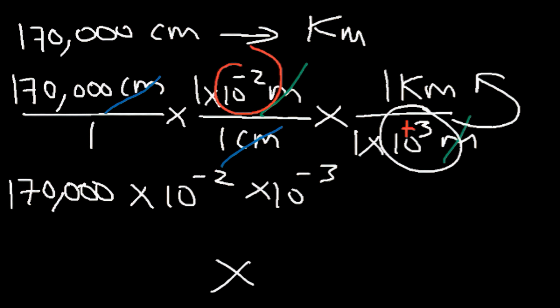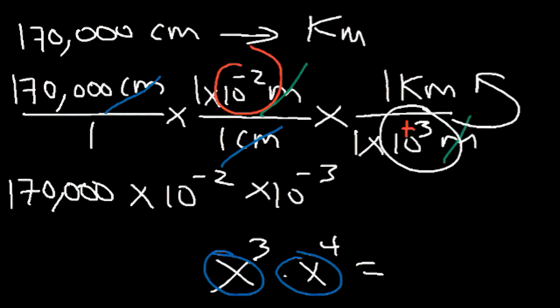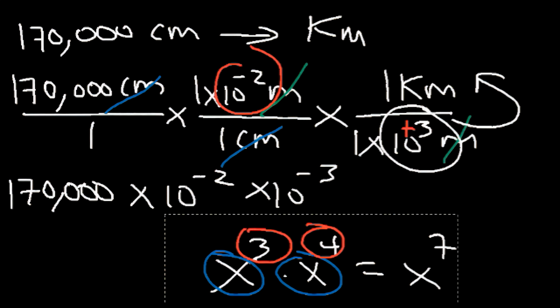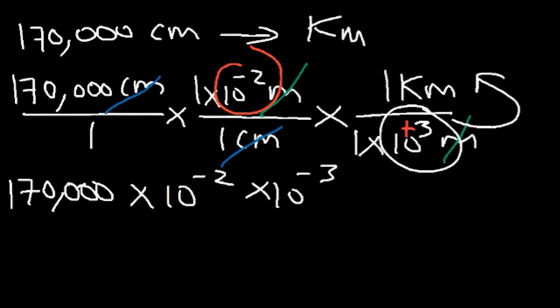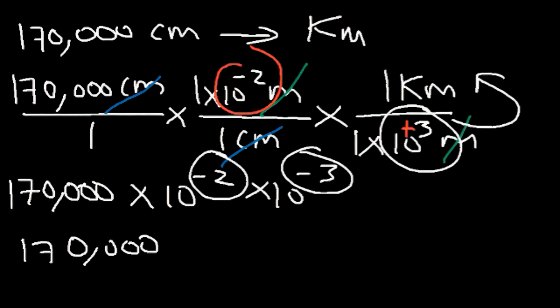Now what is x cubed times x to the fourth? Whenever you multiply common bases, you are allowed to add the exponents. So 3 plus 4 is 7. This is x to the 7. So therefore 10 to the negative 2 times 10 to the negative 3 is 10 to the negative 5, because negative 2 plus negative 3 is negative 5.